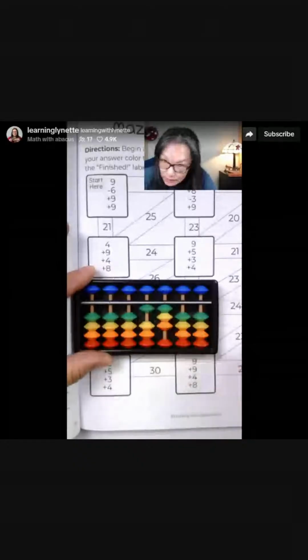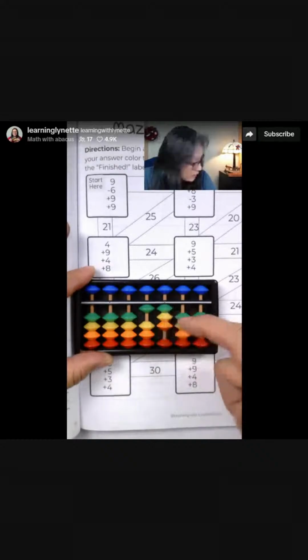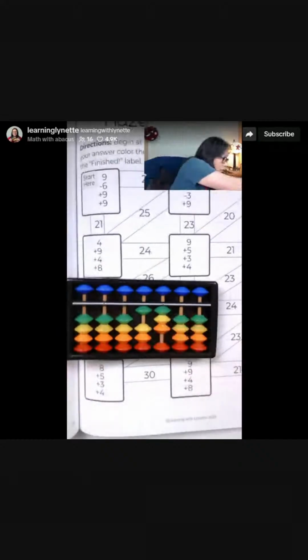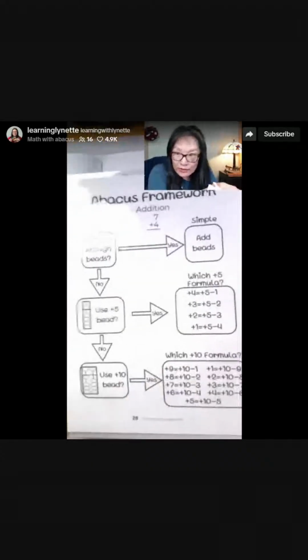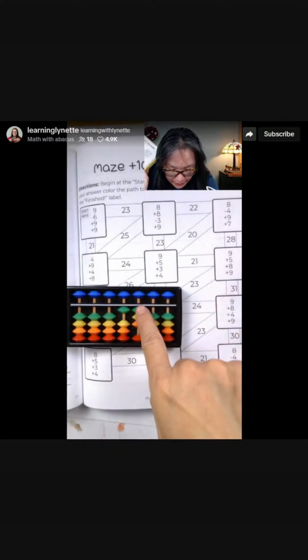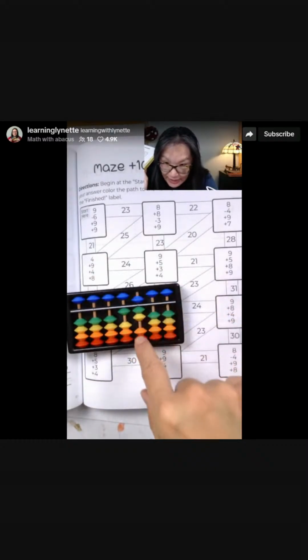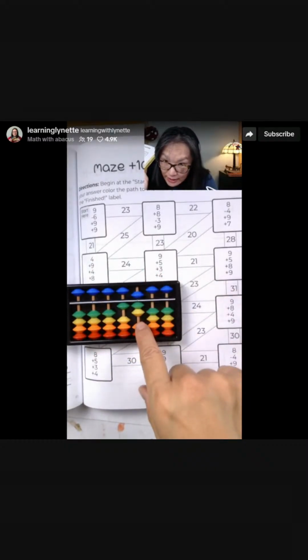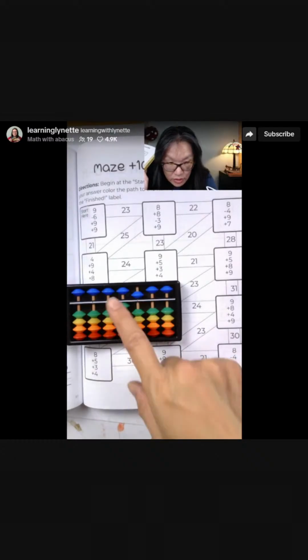So guess what? This is where I go through the process. Can I add the 4? No, I cannot add the 4, right? Can I add the 5? Yes, I can add the 5, plus the 5 minus the 1. And then I need to plus the 8. Can I add the 8? No, I cannot add the 8. What do I do? Plus the 10 minus the 2. So my final answer is 25.